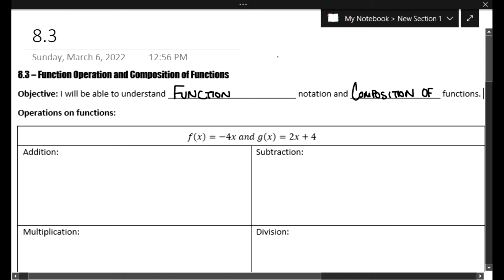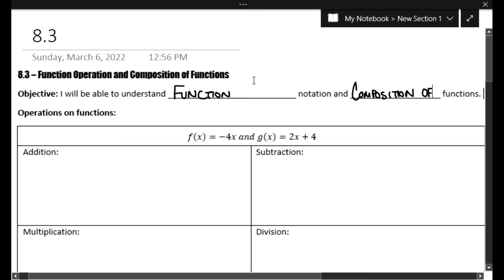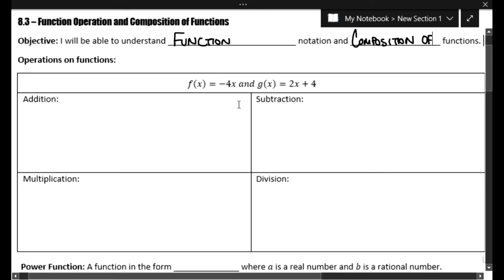Today we are going to learn about function notation and how to compose functions. It's very different from 8.1 and 8.2, so let's just jump in. First, we're going to have these two functions. f of x is negative 4x and g of x is 2x plus 4.